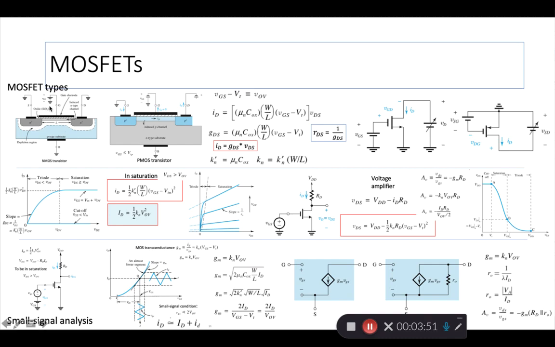So for NMOS, the voltage applied at the gate is positive, and there is a voltage also on the drain, which I don't show, I guess I picked the wrong drawing here, and that drain voltage is also positive. For PMOS, it's the opposite. The gate voltage is negative and the drain voltage is also negative. That you can see here, right? Okay.